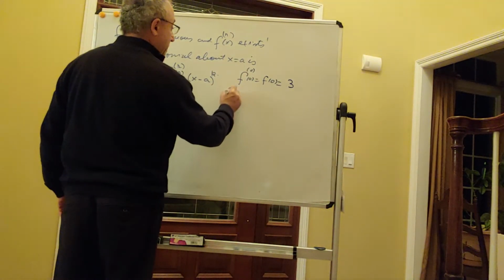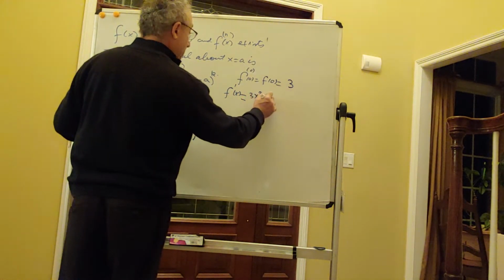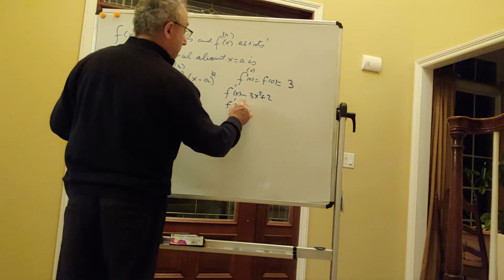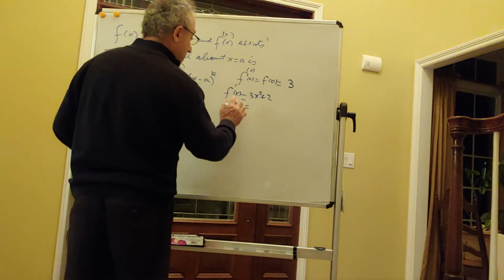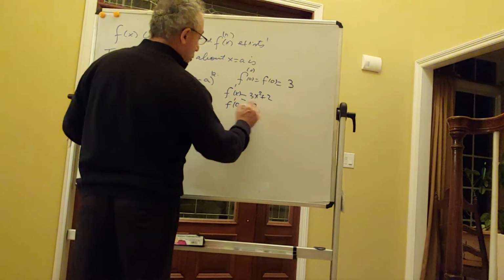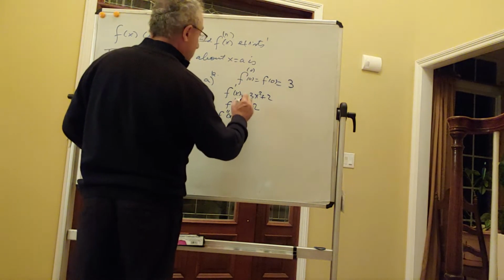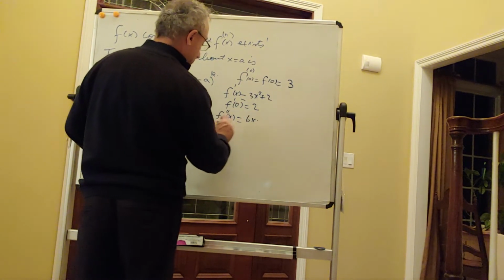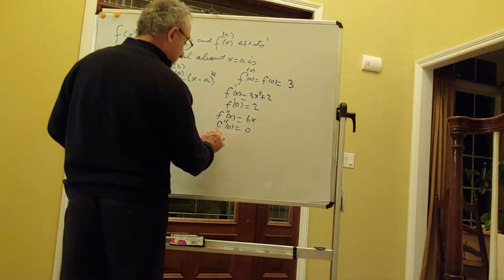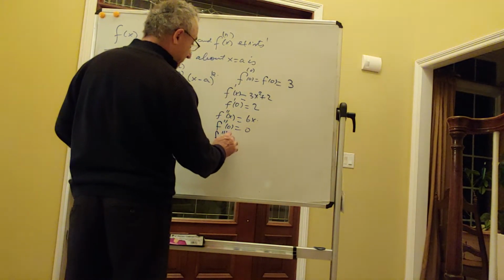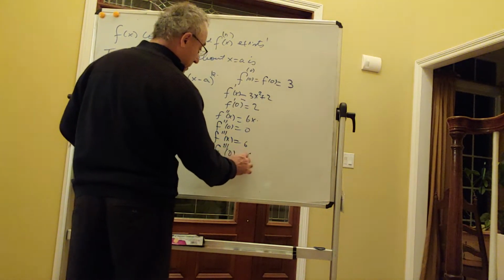And then you're going to get f prime of x. That will be 3x squared plus 2. f prime of 2, no, I'm doing it at a equals 0, sorry. That will be 2. f second of x is 6x. f second of 0 is 0. And f third of x is 6. And f third of 0 is 6.